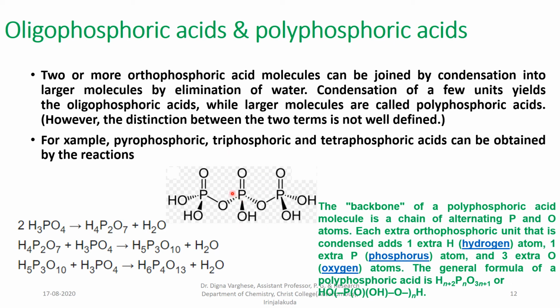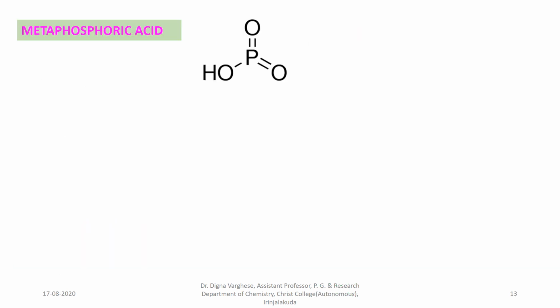So the general formula of the polyphosphoric acid is HO-[P(O)(OH)-O]n-H. That is the general formula. Metaphosphoric acid: the molecular formula is HPO3. It is a monobasic acid.